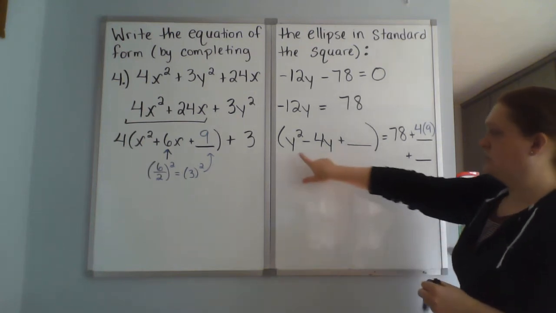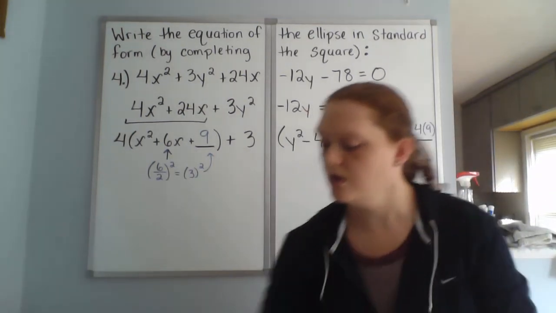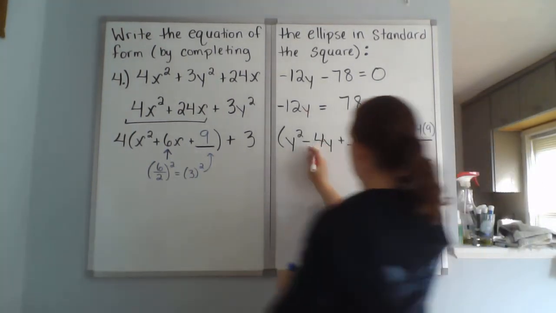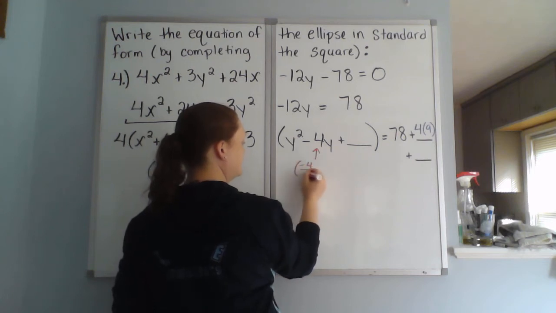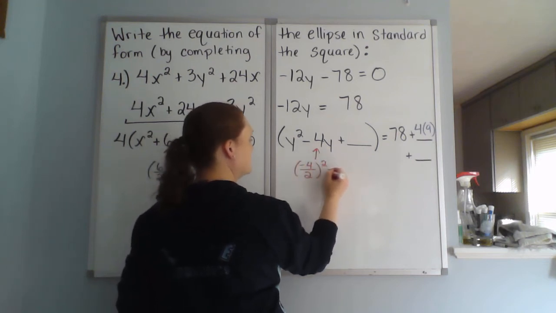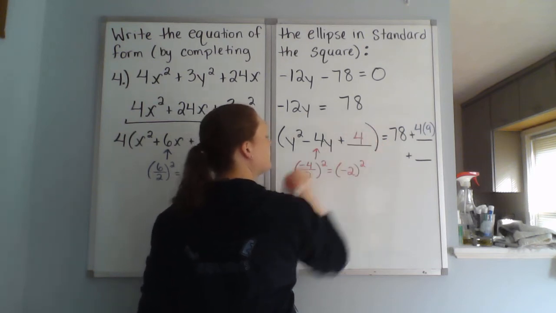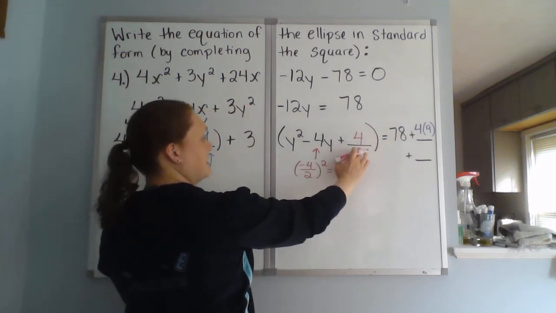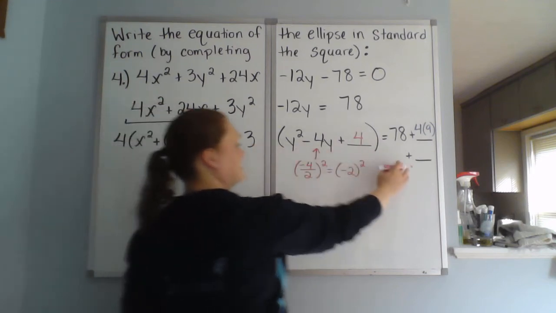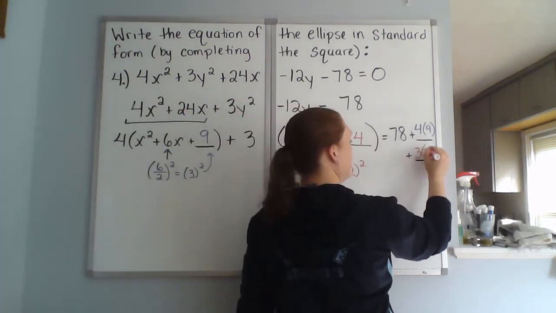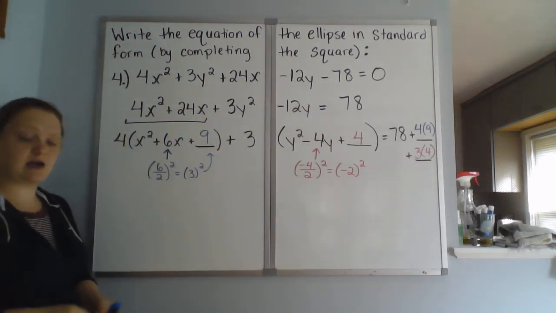Now we need to deal with the y's, okay? So here, we have to take the negative 4 divided by 2, square that, so that comes out to negative 2 squared, which is positive 4. And again, I'm putting a positive 4 in this blank, but that 4 is getting multiplied by this 3 out in front, so this second blank is going to be 3 times 4. Okay? So now let's see what the factors are going to look like.